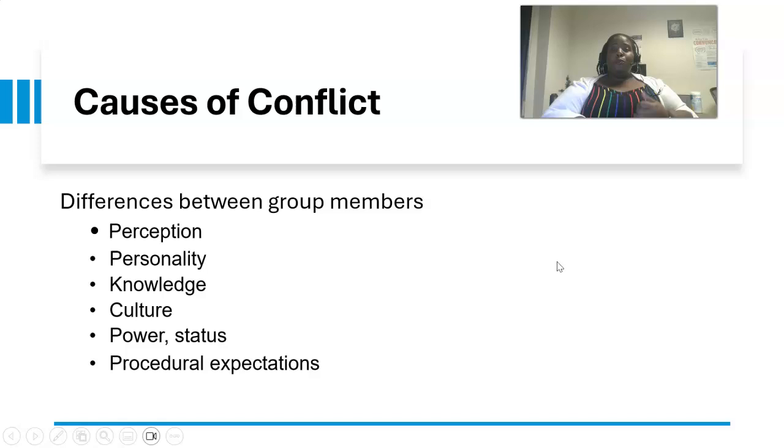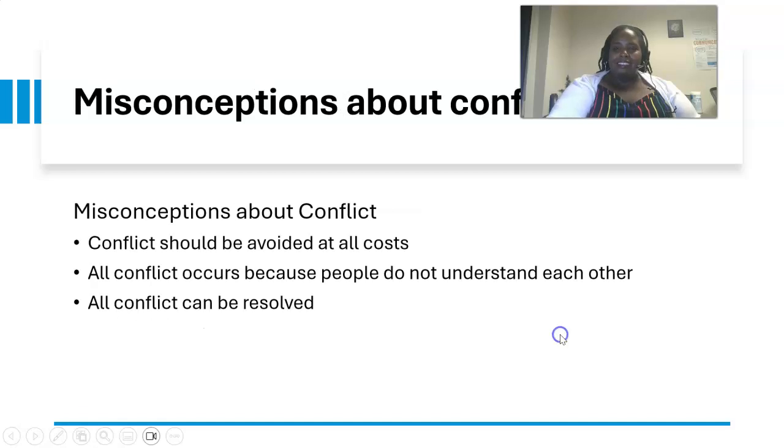So differences between group members can happen for many reasons. It might be differences of perception. There might be differences of opinion of how a task can go, or communication struggles, personality clashes, conflict in knowledge bases, intercultural differences that aren't understood, power and status, and procedural expectations.